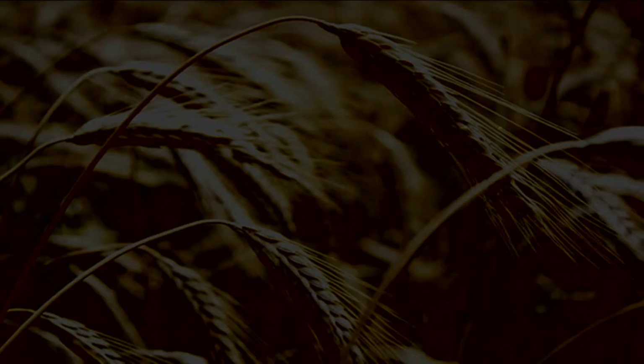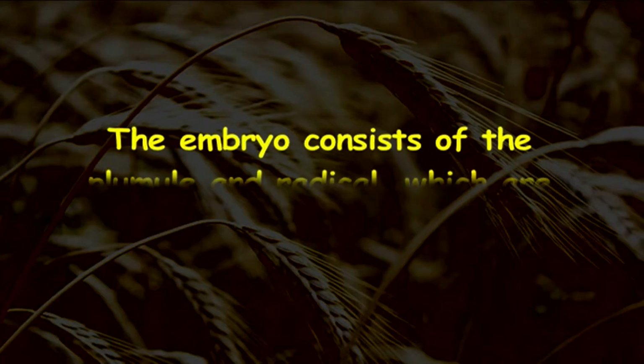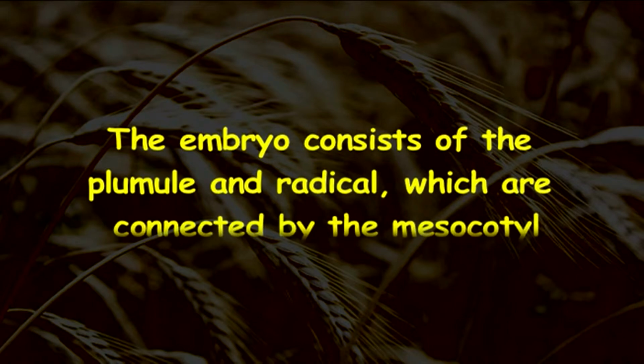Botanically, the aleurone is the outer layer of the endosperm, but as it tends to remain attached to the outer coats during wheat milling, it is treated as the innermost bran layer. The embryo consists of the plumule and radicle, which are connected by the mesocotyl. The scutellum serves as an organ for food storage. The outer layer of the scutellum, the epithelium, may function as either a secretion or an absorption organ.